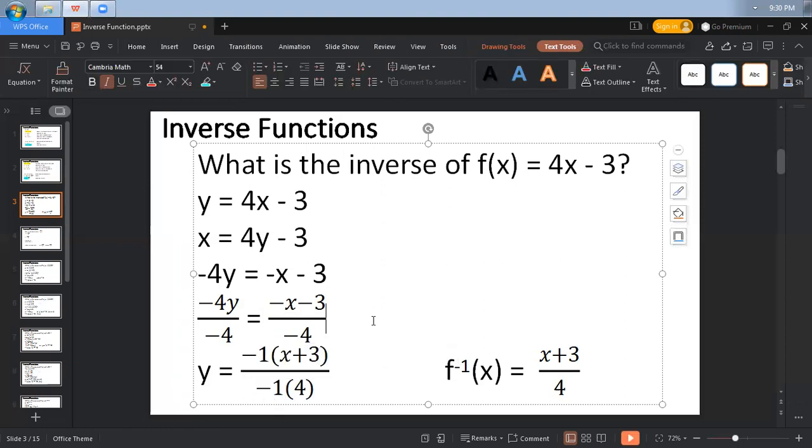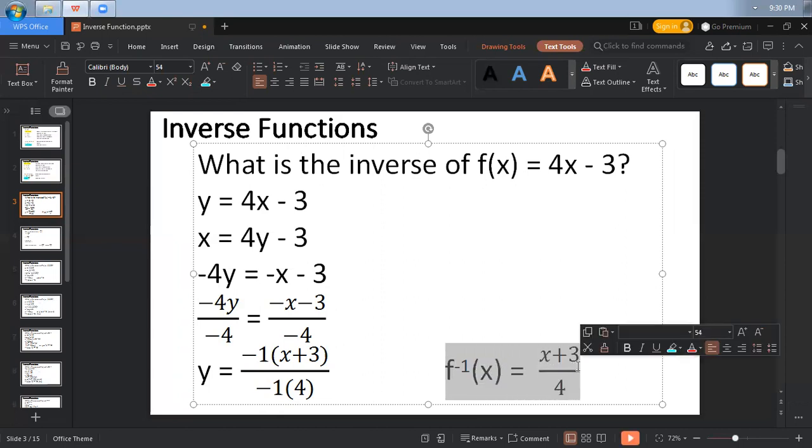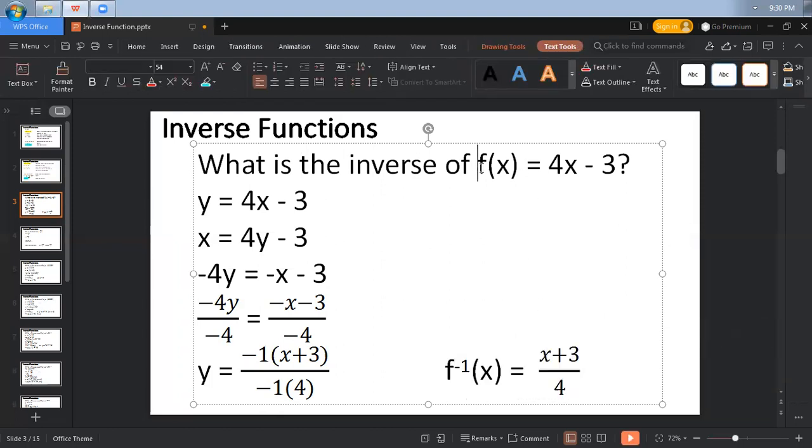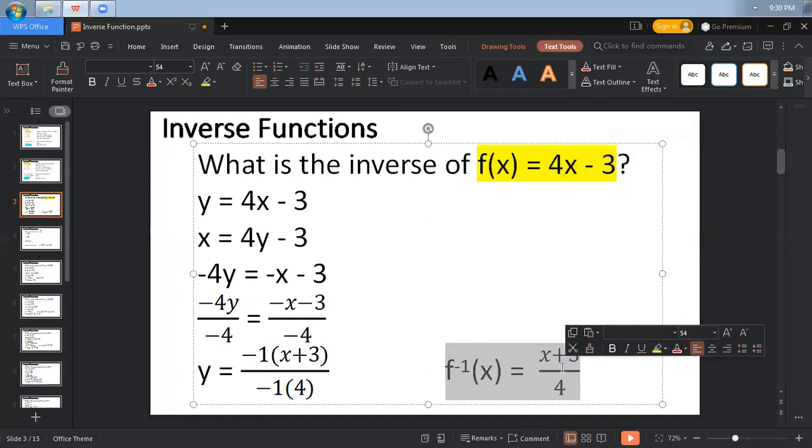Or, para mas mabilis yung maintindihan, kapag negative po lahat yan, so ginagawa na lang natin silang positive dito sa final answer. So, for the final answer, we have f raised to negative 1, then denotation for inverse function at x is equal to x plus 3 over 4. So, ito po yung inverse ng ating given. So, yung given natin ito. And then, our inverse is ito.